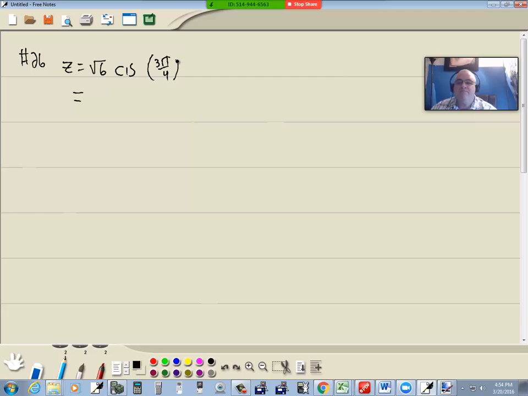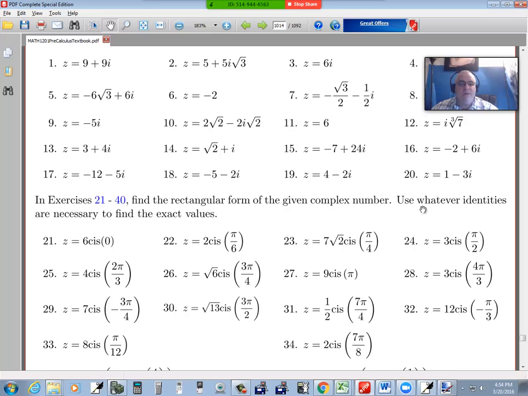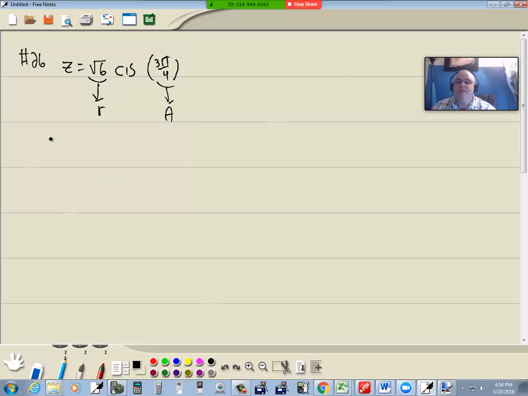Now in this form, this is r and this is theta. And they're asking us to find the rectangular form of the given complex number. Use whatever identity is necessary to find the exact values. x is equal to r cosine theta, and y is equal to r sine theta. So x is square root of 6 cosine of 3 pi over 4, and y is equal to square root of 6 sine 3 pi over 4.